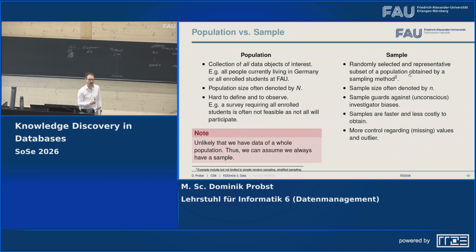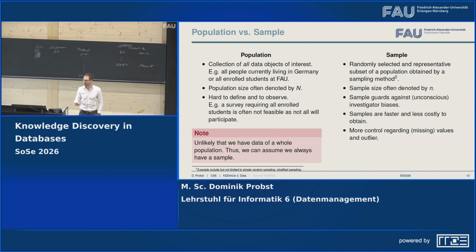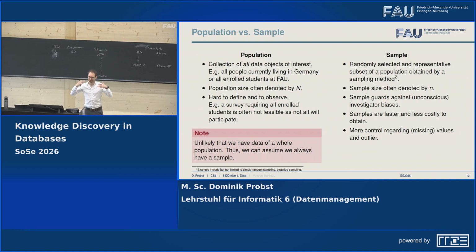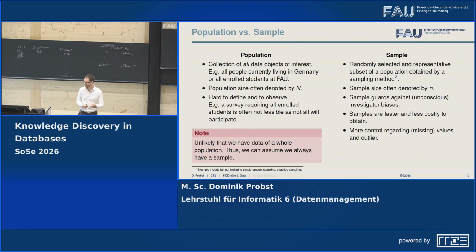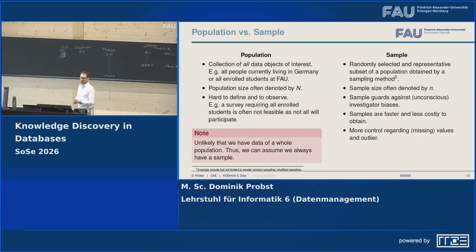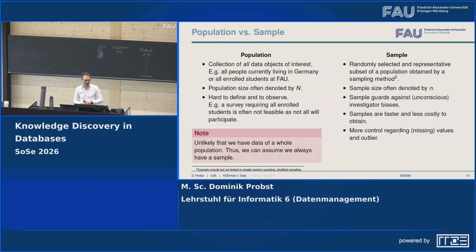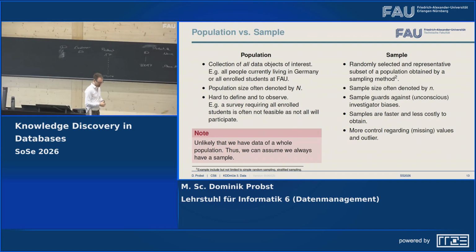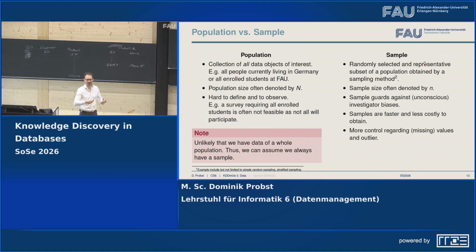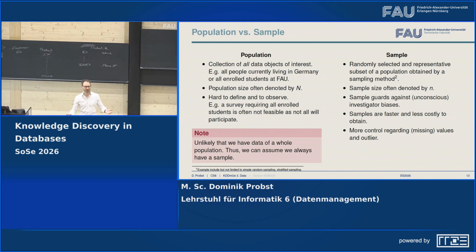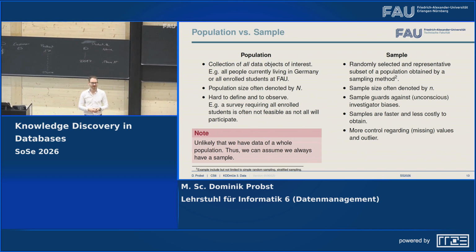The sample is the thing you most often do. You pick a certain selective and hopefully representative subset of a population that you obtain by a sampling method. The sampling method often determines whether we are really representative or not, because if you have a poor sampling method, then it's not representative. Again, for KDD students, you are not a representative subsample.